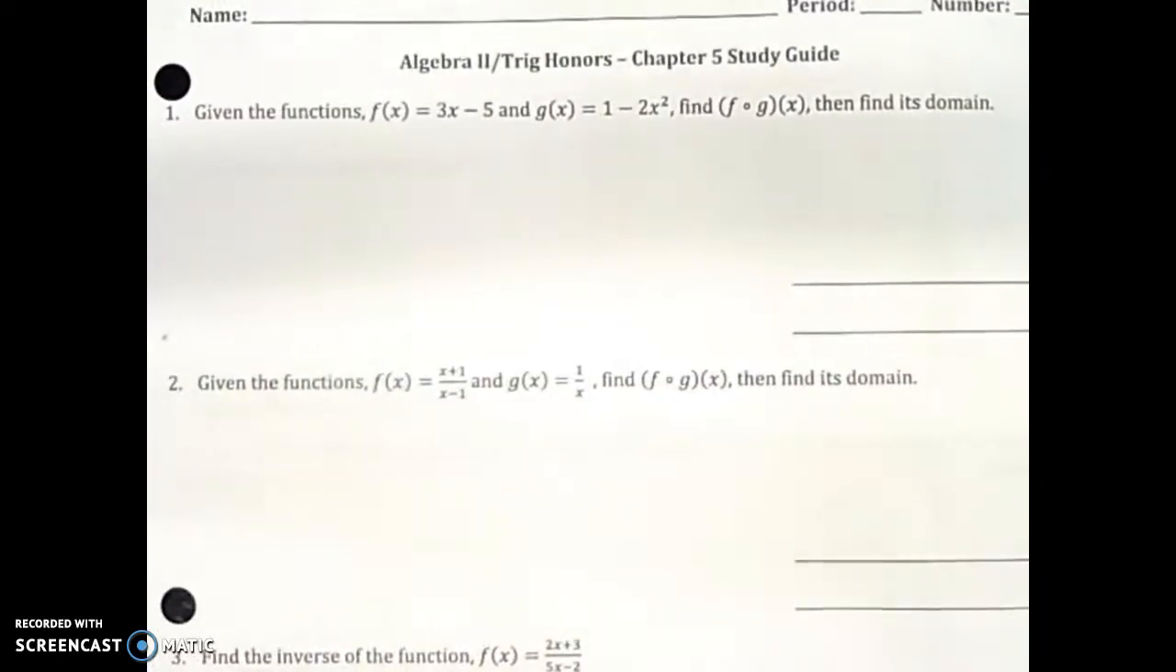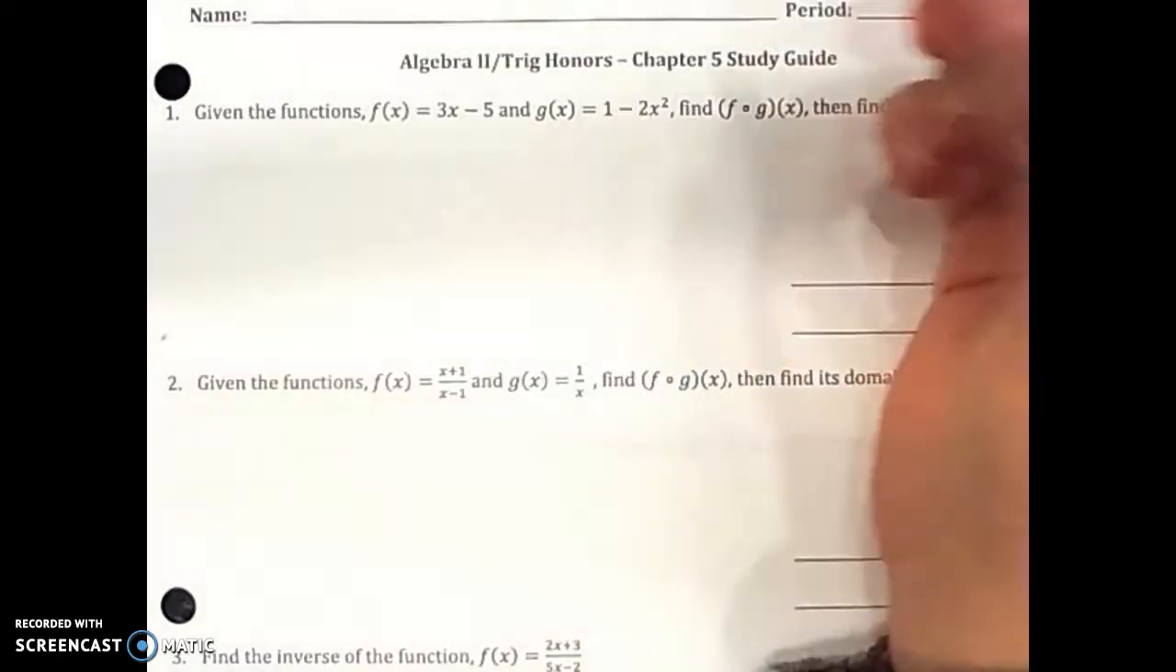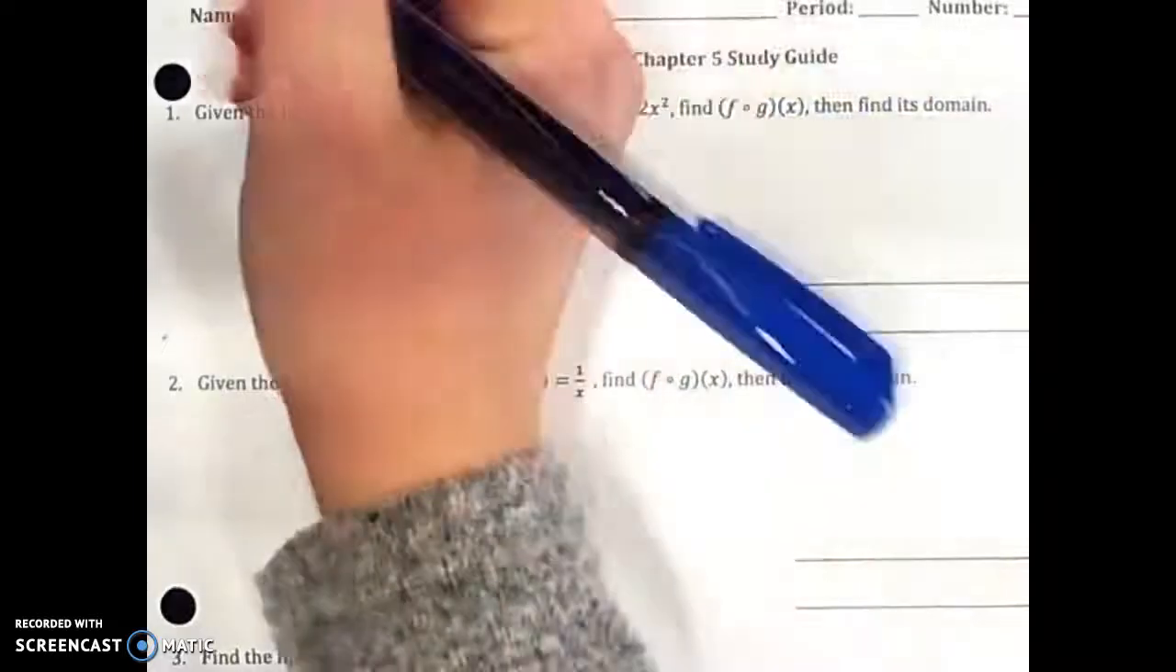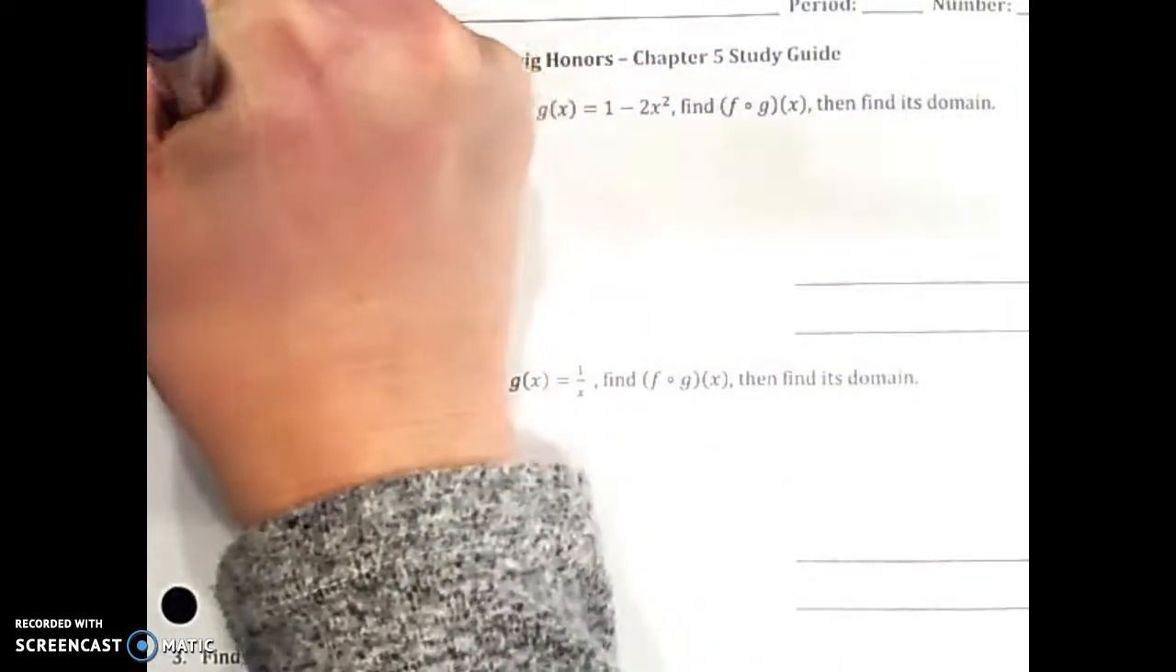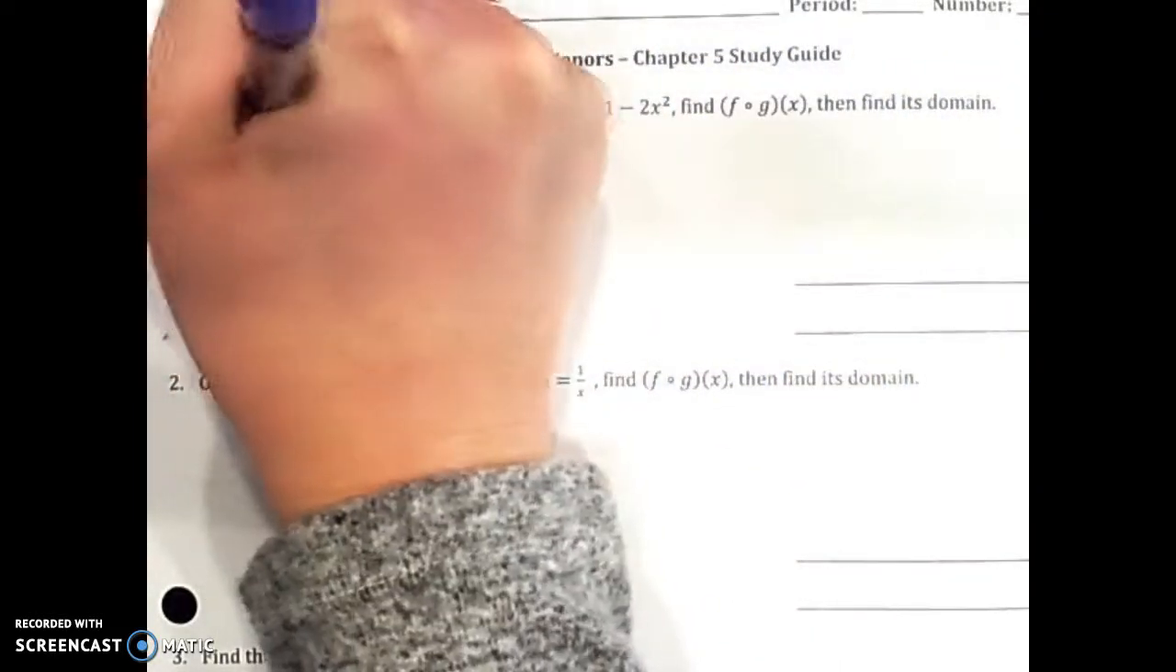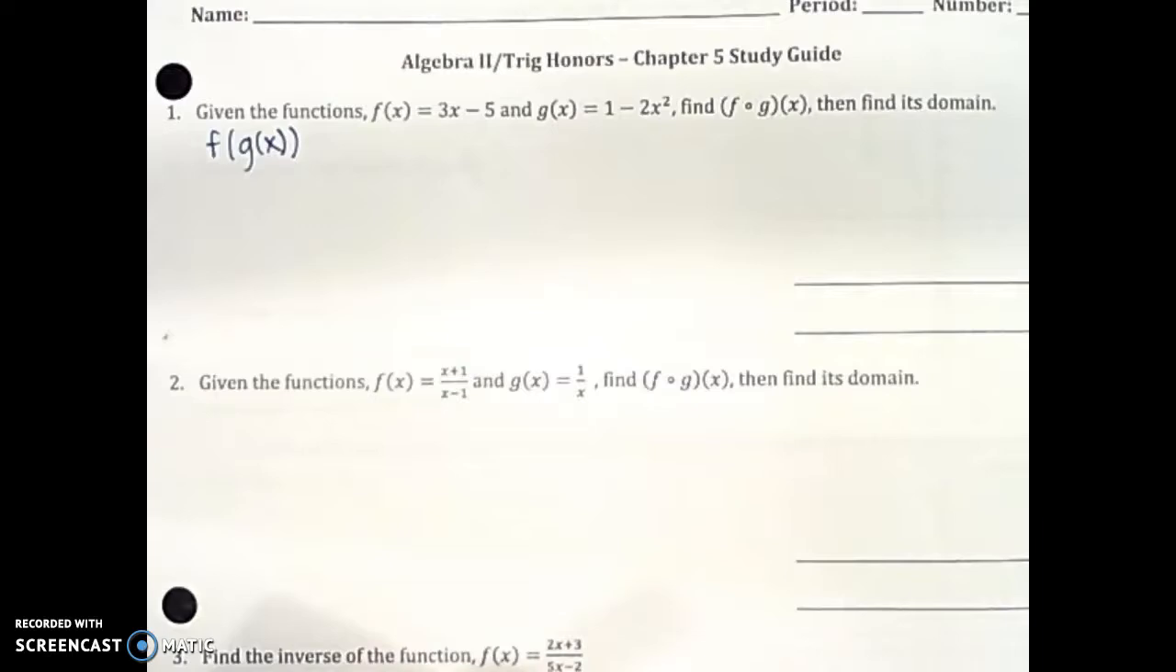So number 1 says, given the functions f of x is equal to 3x minus 5 and g of x equals 1 minus 2x squared, find f of g of x, then find its domain. So remember, f of g of x, we can rewrite it if it helps you to visualize it a little bit better. We can rewrite it like this.